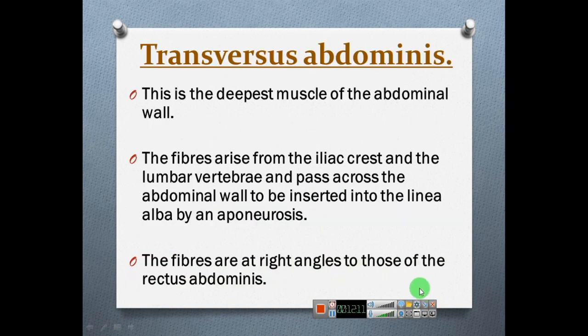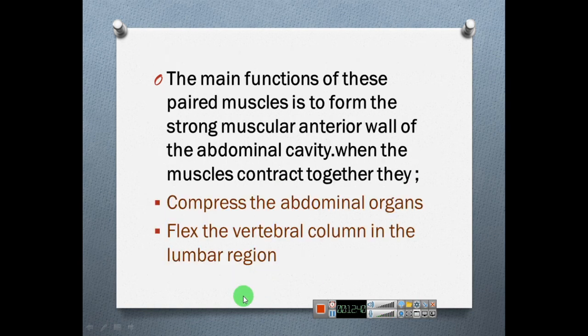Transversus abdominis. This is the deepest muscle of the abdominal wall. The fibers arise from the iliac crest and the lumbar vertebra and pass across the abdominal wall to be inserted into the linea alba by an aponeurosis. The fibers are at right angles to those of the rectus abdominis.